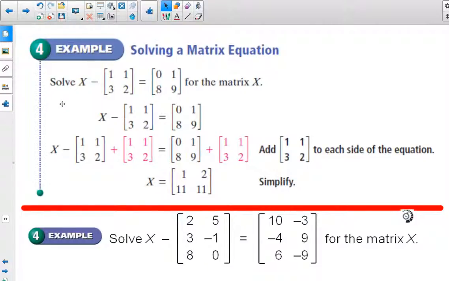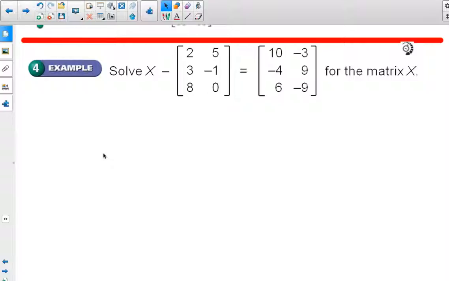Example 4, solving a matrix equation. So this one we are solving for matrix X given two other matrices. All right, so looking down here, we have solve matrix X minus this matrix equals that matrix. So we're going to treat this just like we would any regular equation. So we're solving for the matrix X. Right now we're subtracting this matrix, so the opposite is going to be to add that matrix to both sides. So we need to do that right now.